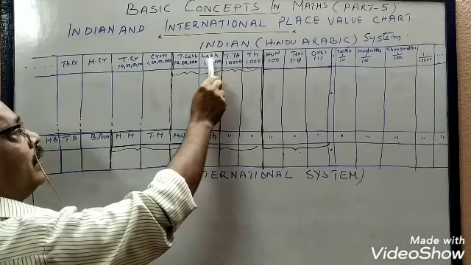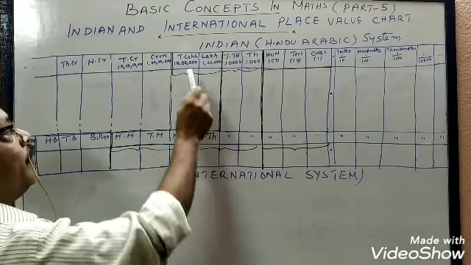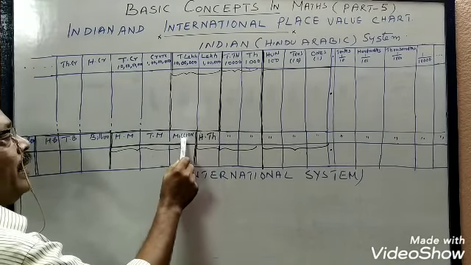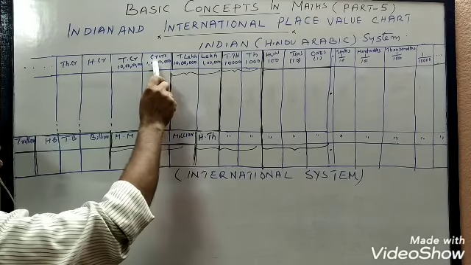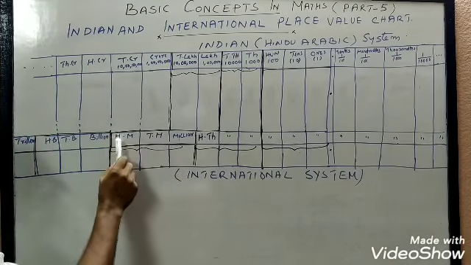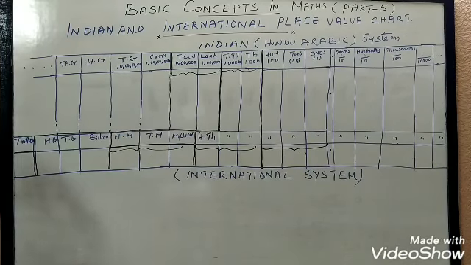So 1 lakh, in the place of 1 lakh, in the international system there is 100,000. And for 10 lakh, there is million. So 10 lakh is equal to 1 million. And 1 crore is equal to 10 million. And 10 crore is equal to 100 million. So you should not combine these two.